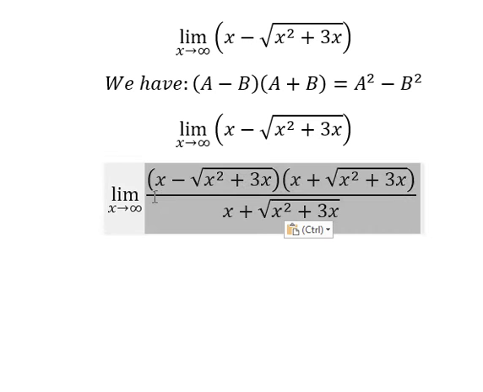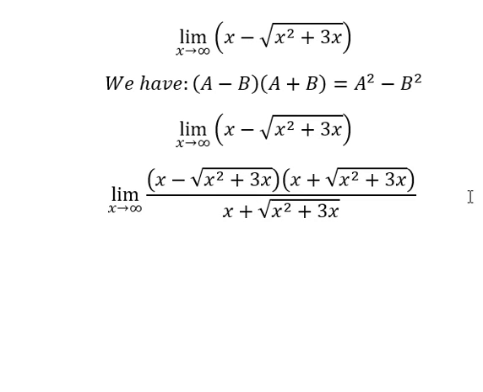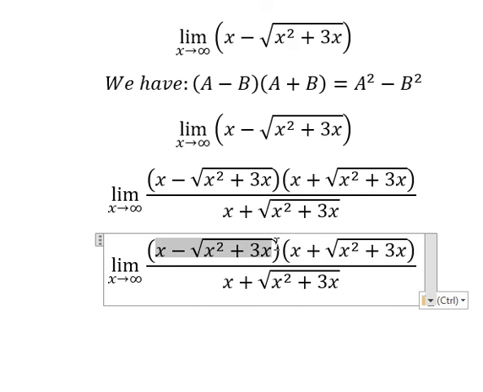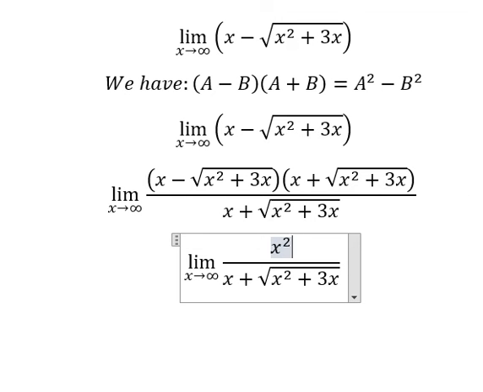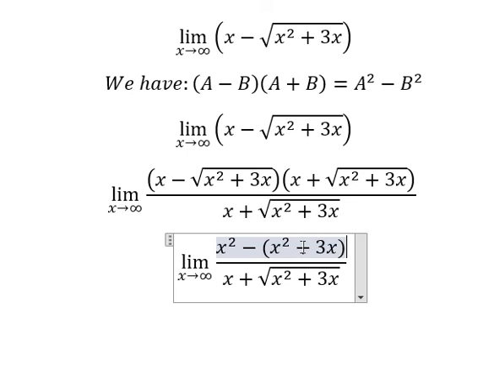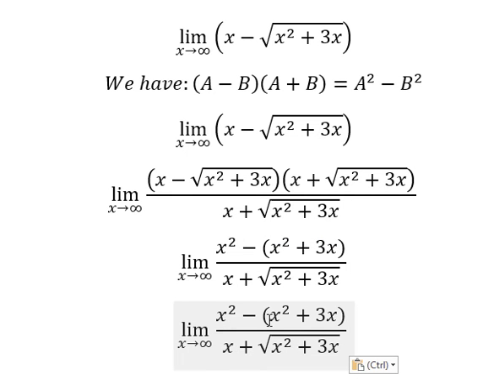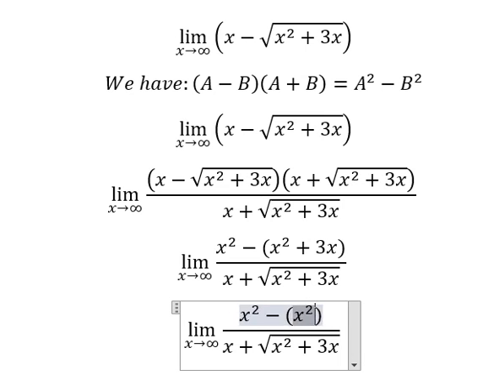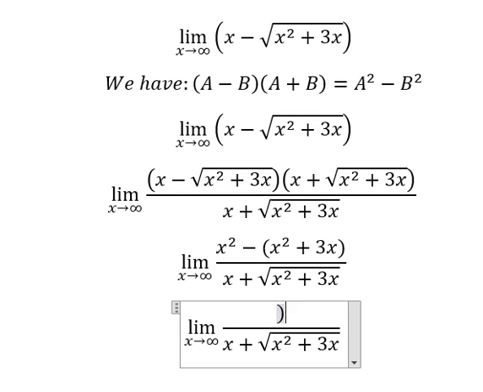And now we can simplify it. And this one we have s squared minus of s squared plus 3x. So this one minus this one, negative with 3x, we have negative 3x.